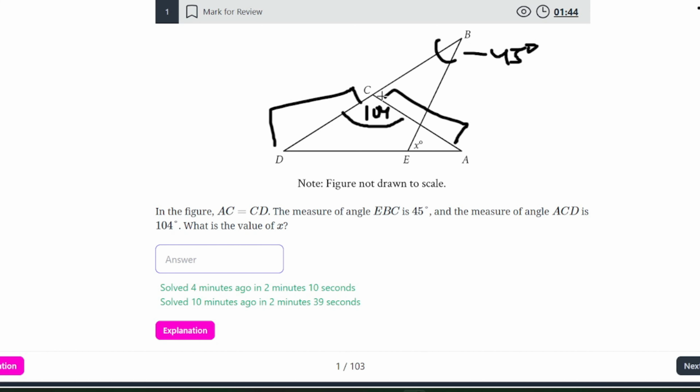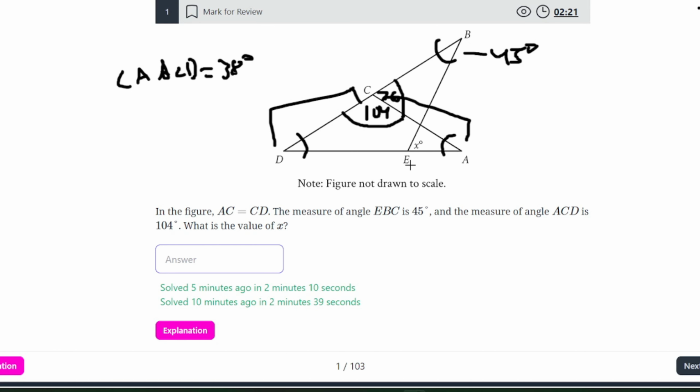So before I do anything, I want you guys to see that this angle right here is going to be 76 degrees, because these two angles are supplementary when they're divided by a line like that. Now the other thing I want you to see is that AC and CD are congruent, right? And since this is 104 degrees, their base angles are congruent to each other. So angle A and angle D are both equal to 38 degrees respectively.